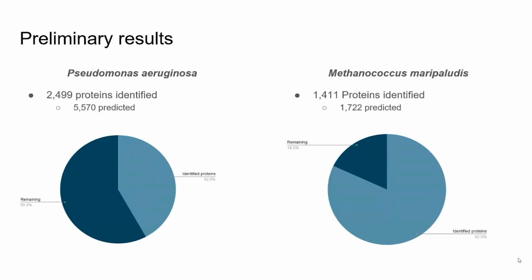For our preliminary results, for my Pseudomonas aeruginosa, there were about 2,500 proteins out of 5,500 that are predicted, equaling about 42% of the whole proteome, while Methanococcus had 1,400 out of 1,700 predicted, representing about 82%. This makes a decent amount of sense. Methanococcus has a much less complex proteome versus Pseudomonas, which has a very complex proteome, and a lot of their expressed proteins are very specific to the growth phase as well as environmental conditions.